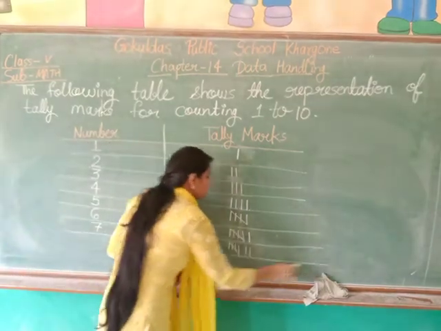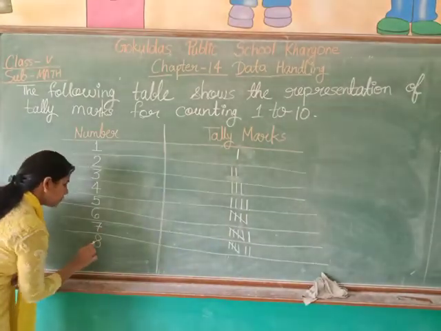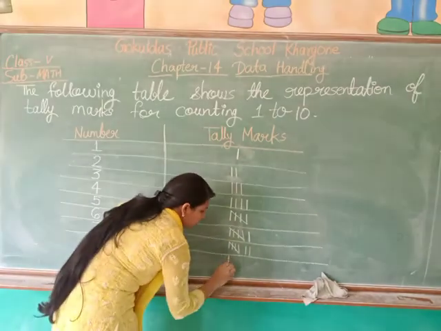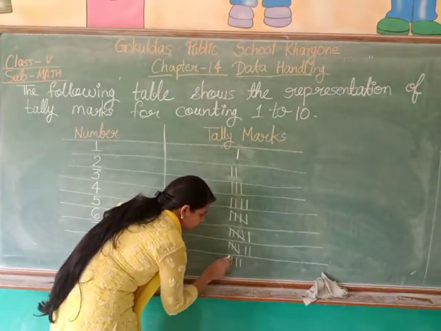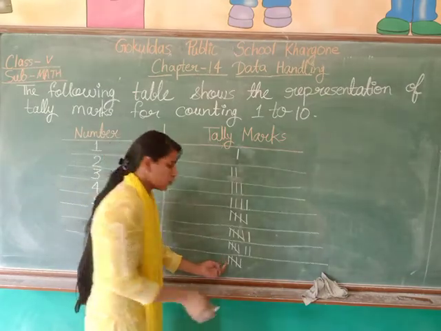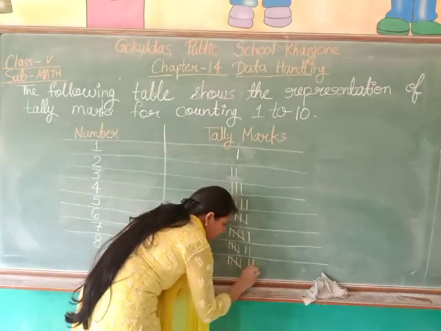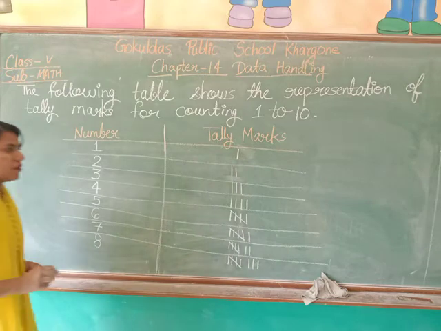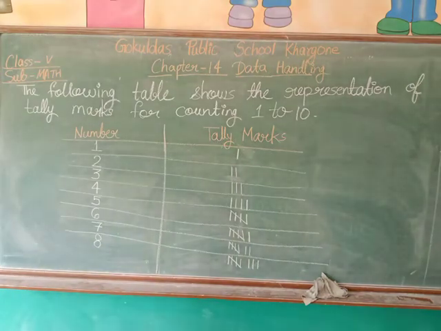Now next is 8. So 1, 2, 3, 4, 5. One group is done. Now we will start another group: 5, 6, 7 and 8. Okay. Now I don't have further space on the board. So note down these 8 fast.